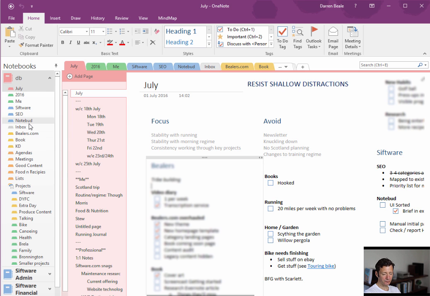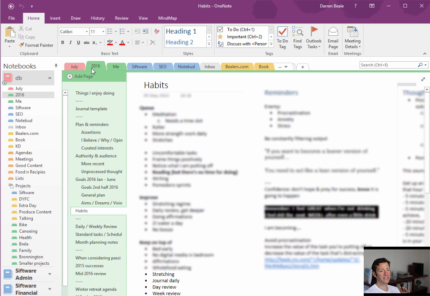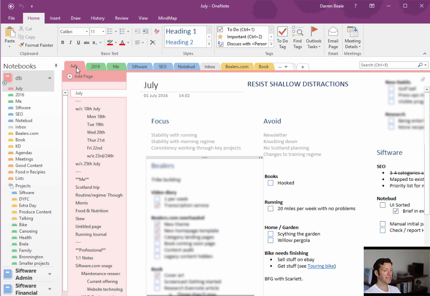Now, I'm quite an immediate person. I find it difficult, even though I use OneNote search all the time. I like to kind of be able to find. I like to know where something is almost physically. So I like to be able to put my hand to it.